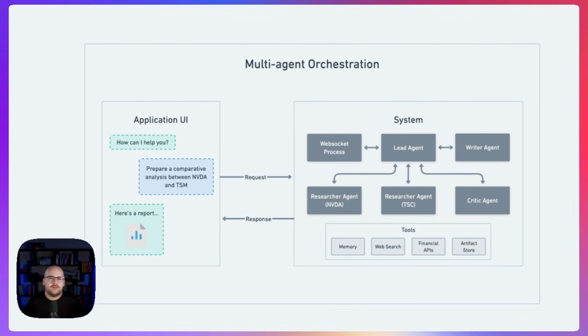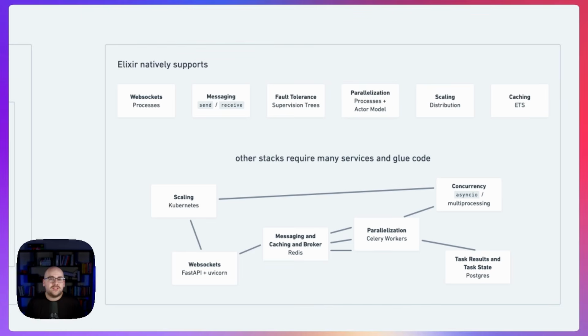After learning about what the Beam provides, the concepts can be directly applied to AI orchestration problems. WebSockets could easily be backed by processes, tokens can be streamed, and agents can coordinate via native messaging. Fault tolerance is trivial with supervision trees and monitoring. Parallelization can be achieved through the actor model, and at scale, a distributed cluster can efficiently serve many users. And if you need caching anywhere, ETS is nearby.